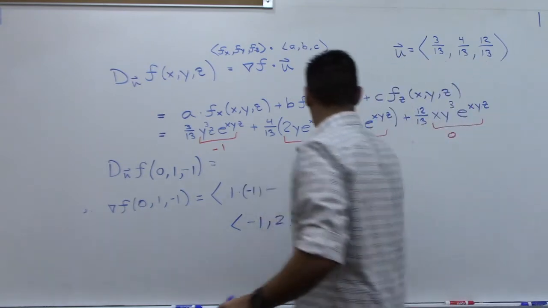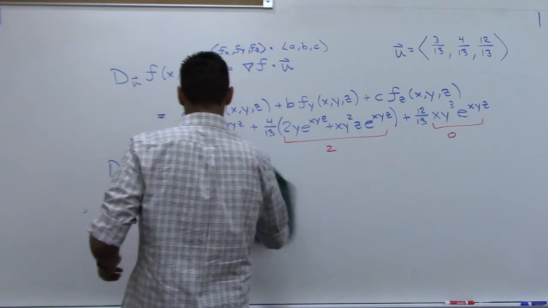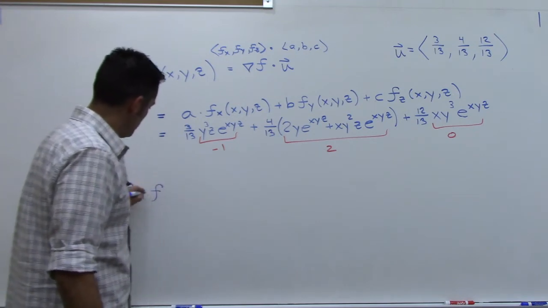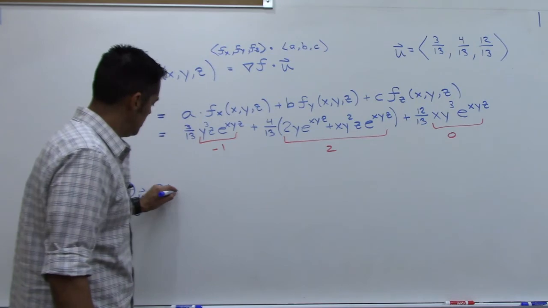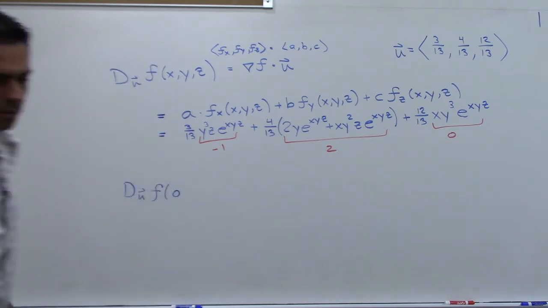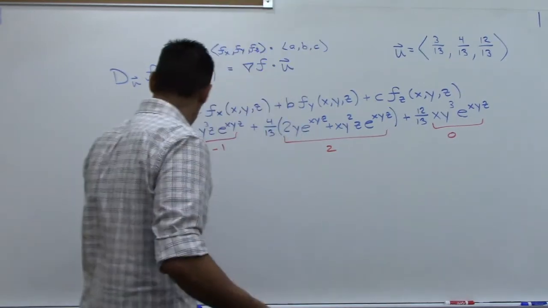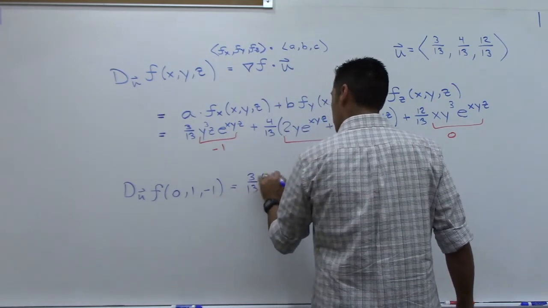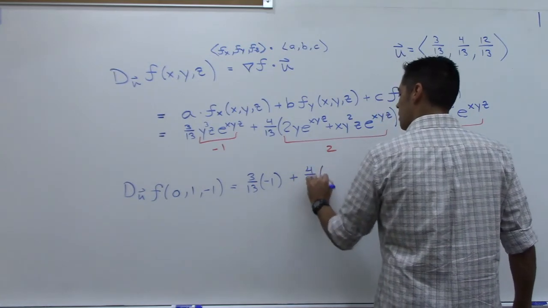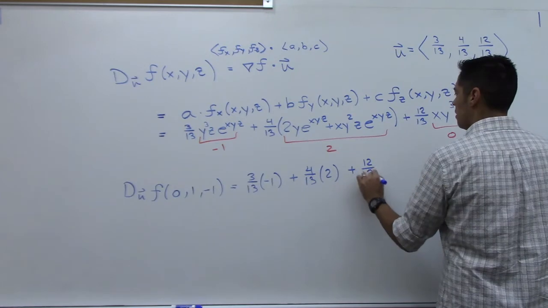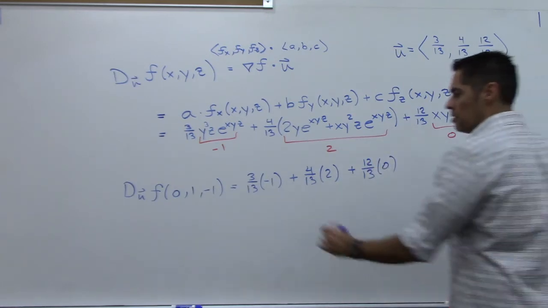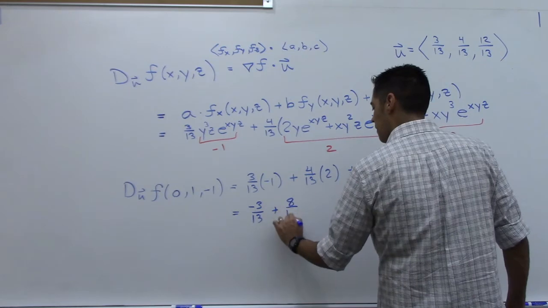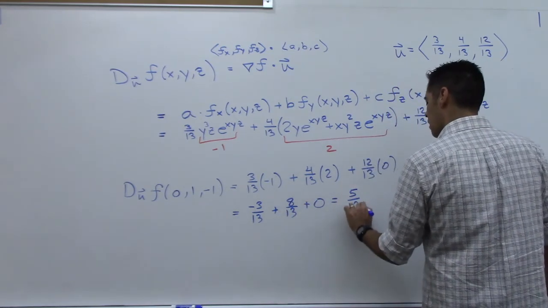So if we know that, then the directional derivative of the function in the direction of u at the point 0, 1, -1 is equal to 3/13 times -1 plus 4/13 times 2 plus 12/13 times 0, which is -3/13 plus 8/13 plus 0, which is 5/13.